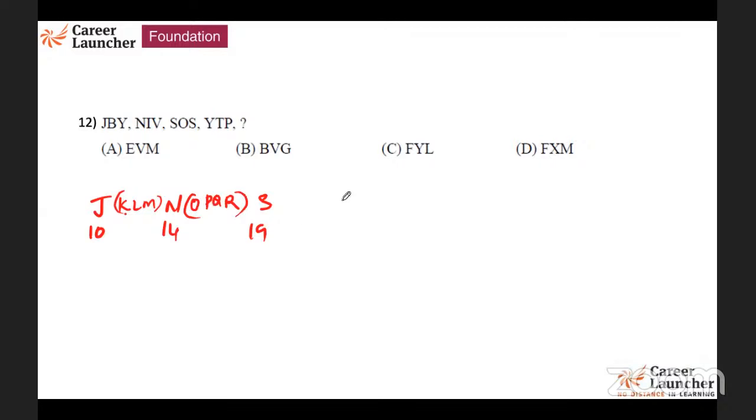Then S, after that there is Y. Y is what? 25. This is S, T, U, V, W, X. There are 5 gaps here. Therefore, this should be 6 here. Then Z, A, B, C, D, E. 6 of them should be there. Hence, the answer has to start with F.